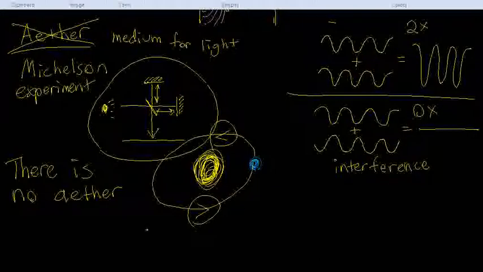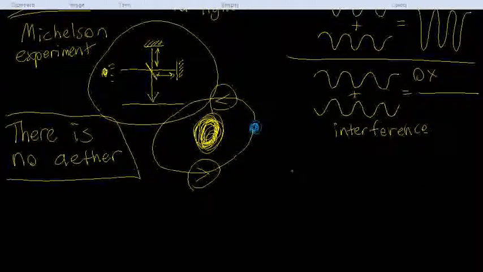This experiment was carried out dozens of times afterwards just to make absolutely sure, and we know this for a fact. Light does not have some special medium with which it propagates when it's a wave. So how can light be a wave then? There's nothing for it to travel through.